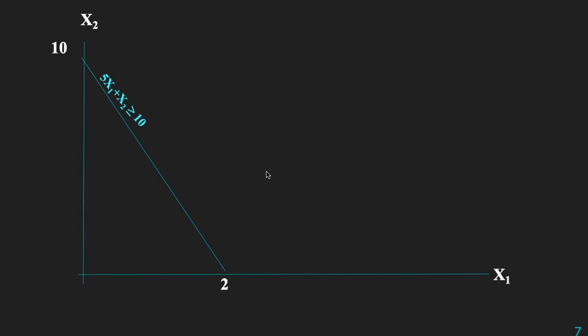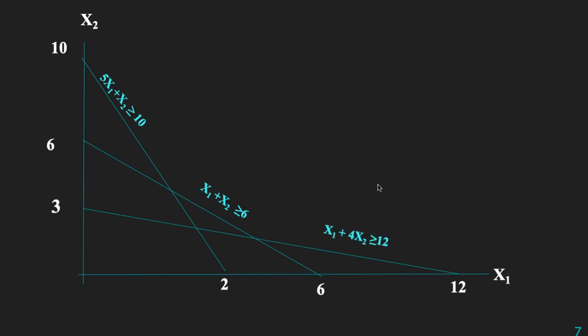Fine. So in the second equation we have x1 and x2 values both equal to 6, right? So this is the x2 value and this is the x1 value, so both are 6, and we are going to connect them and then write down the equation on this line, right? Then we have the last one where x1 is equal to 12 and x2 is equal to 3. Also we are going to connect these two points and then write down the equation on this line.